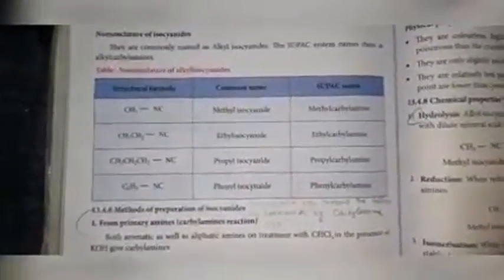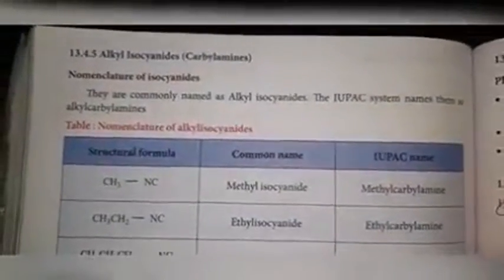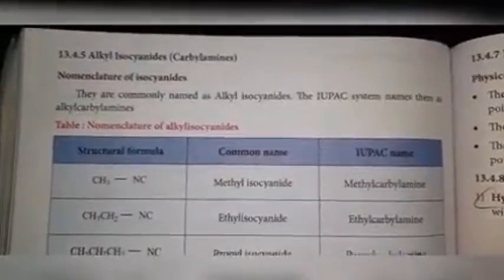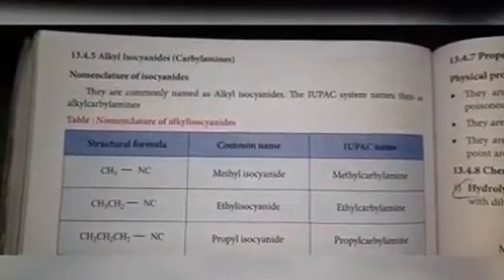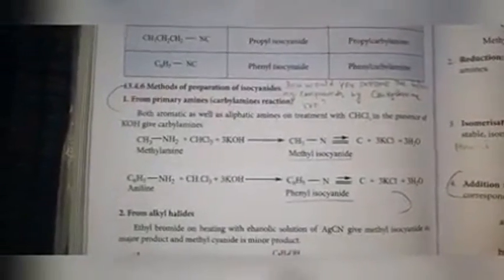phenyl carbylamine. So, for nomenclature you have to remember only 2 points. For the common name, the rule is alkyl name plus isocyanide. For the IUPAC name, alkyl name plus carbylamine. These are the rules for nomenclature of isocyanide. Next one, methods of preparation of isocyanide. In that preparation, totally 3 headings are given. First one is from primary amine, second one from alkyl halide, and third one from N-alkyl formamide.